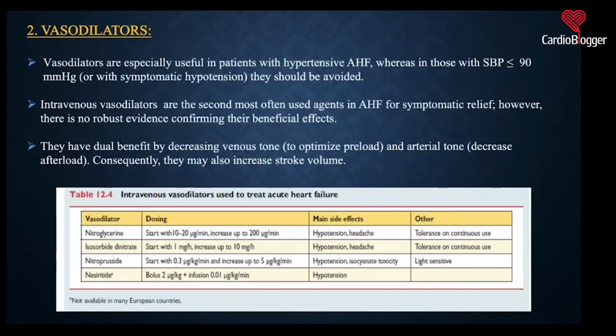Now the next group of drugs is the vasodilators. As I already told you, the most common scenario where you should use them is hypertensive heart failure. You should not use them when the patient's BP is less than 90 mmHg. The most commonly used drug is nitroglycerin. You start the dose at 10 to 20 micrograms per minute, and you can go up to 200 micrograms. Some people go up to 400, but that is not the dose which we use. You can go from 20 to 200 micrograms.